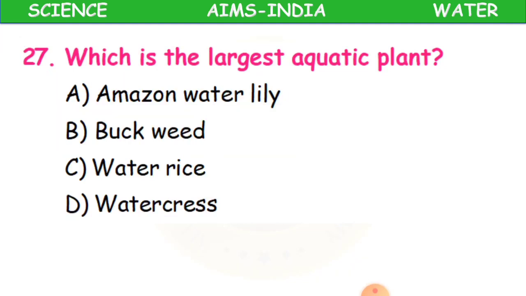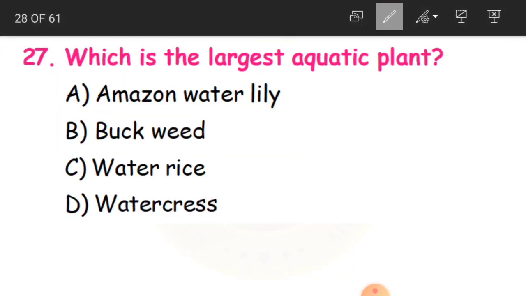27th question. Which is the largest aquatic plant? Whereas all these plants are aquatic plants only, but which is the largest one that we have to identify? Okay, children. So either Amazon water lily, or buckwheat, or water rice, or watercress. So it is Amazon water lily. A option is the correct answer.